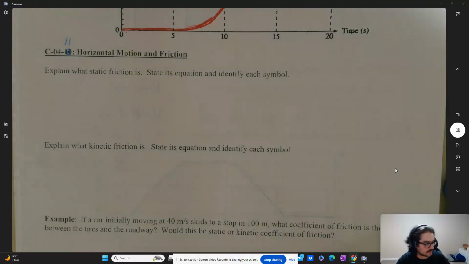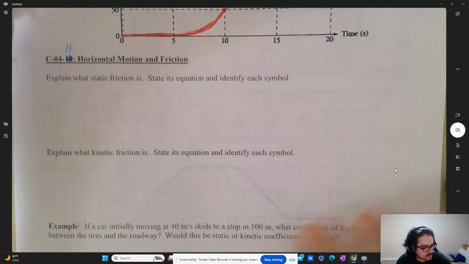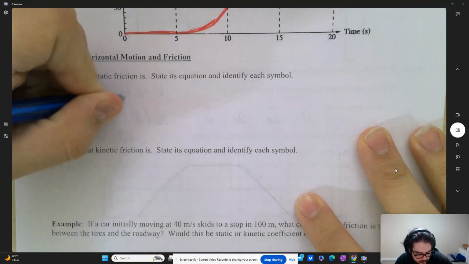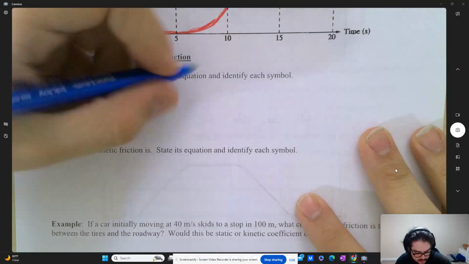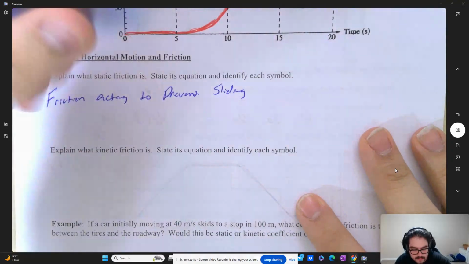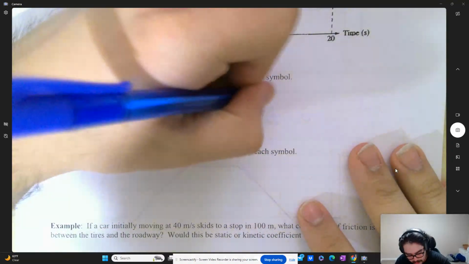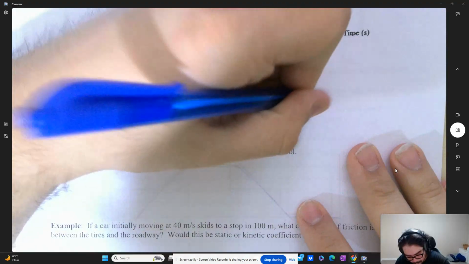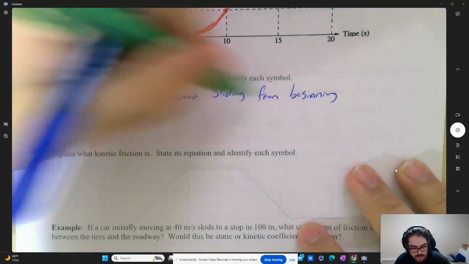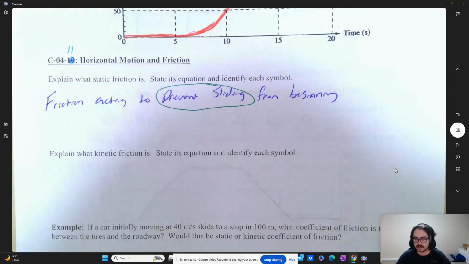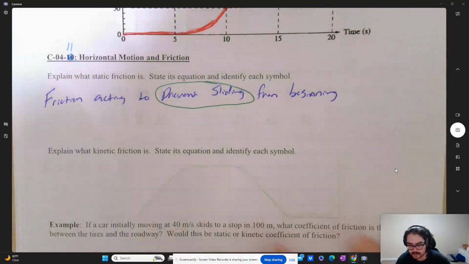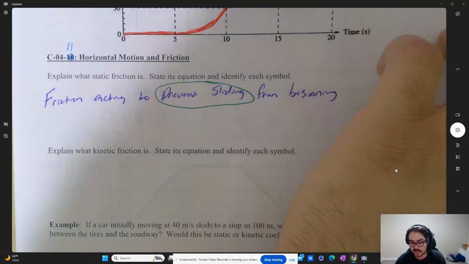Static friction, right? Hopefully you remember what static friction is. Static friction is the friction acting to prevent sliding from beginning. It's important to note that it's specifically sliding. It doesn't just oppose motion, it opposes sliding specifically.